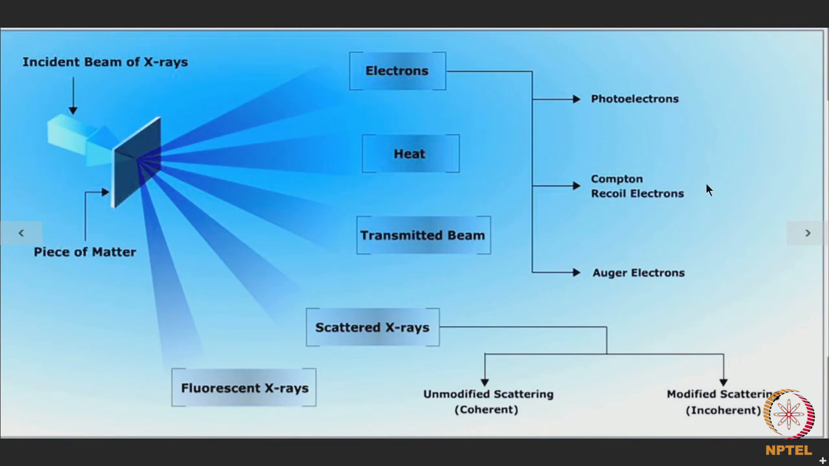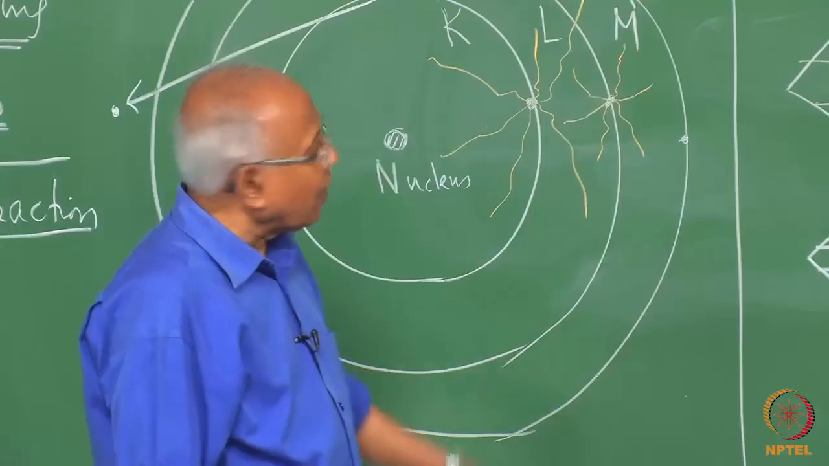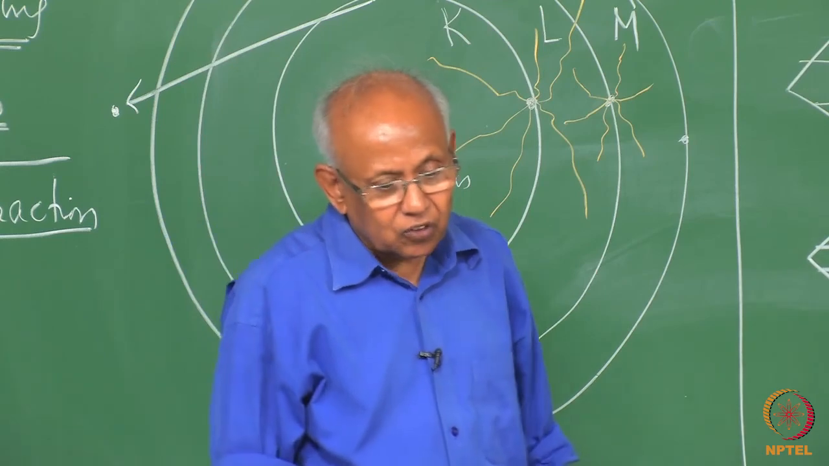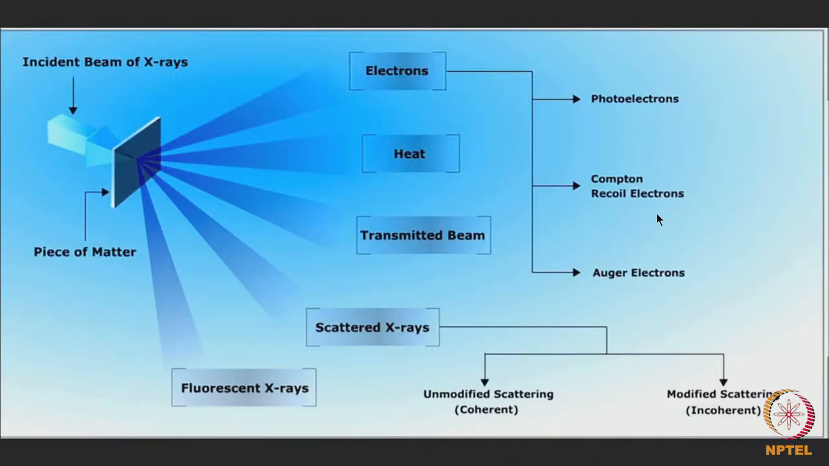Similarly, there will be another kind of electrons called the Compton recoil electrons. These are produced by the tightly bound electrons in matter, and the Auger electrons, which are produced by the loosely bound electrons in the atoms of the target material. So, this is in totality the different kinds of effects that are produced when X-rays interact with matter.